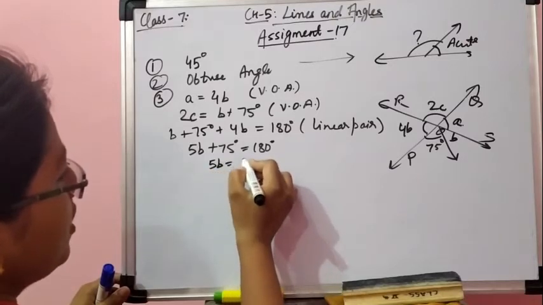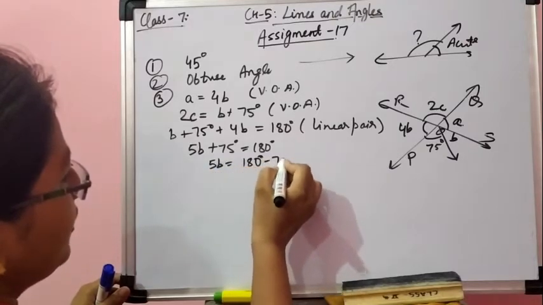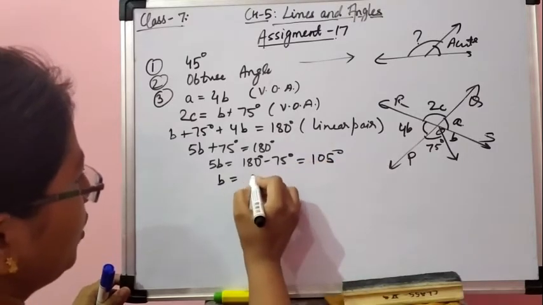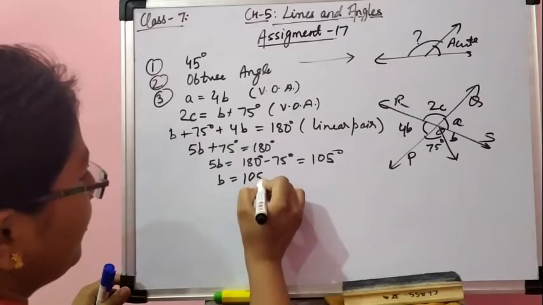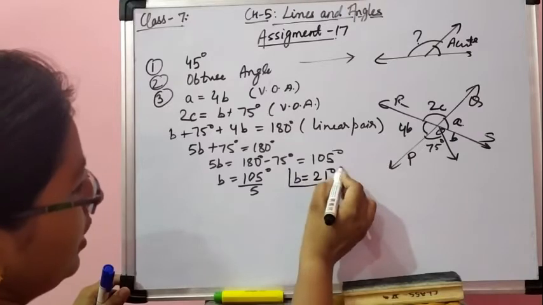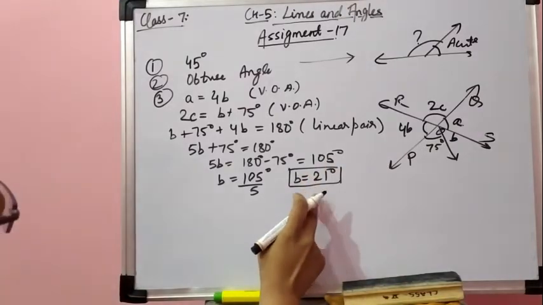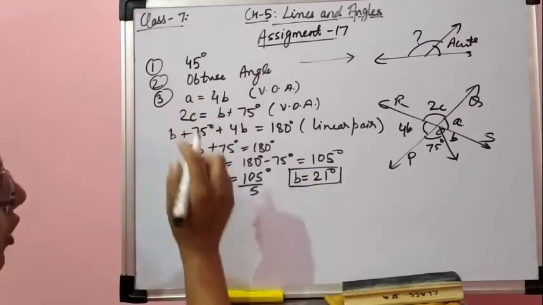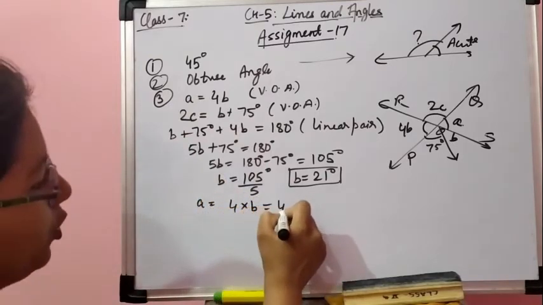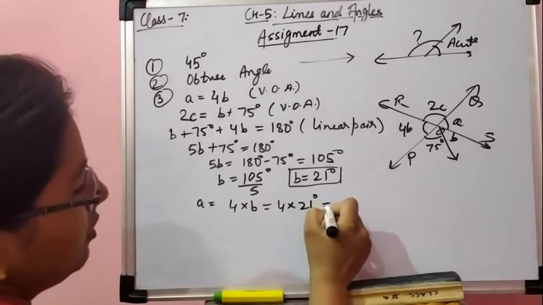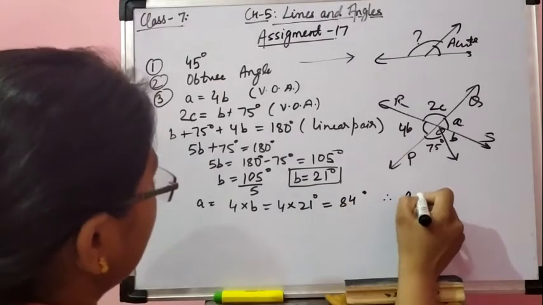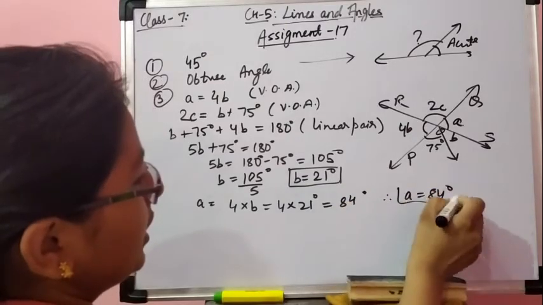5B is equal to 180 degree minus 75 degree, that is 105 degree. So B is equal to 105 degree divided by 5. B is equal to 21 degree. Okay. Now we have known the value of B, so we can find A also. A is equal to 4 into B, means 4 into 21 degree, which is equal to 84 degree. Therefore, A is equal to 84 degree.